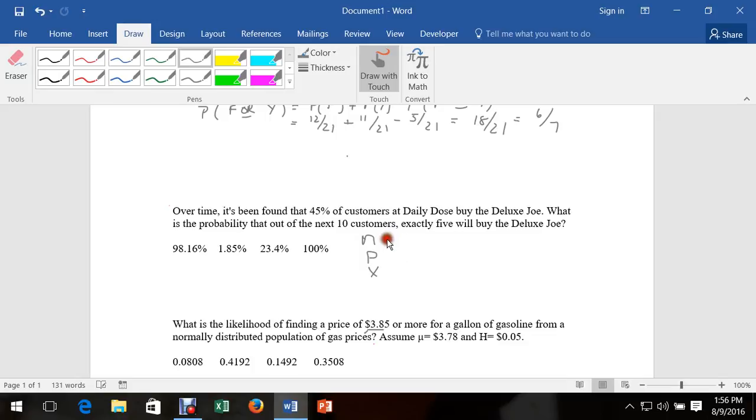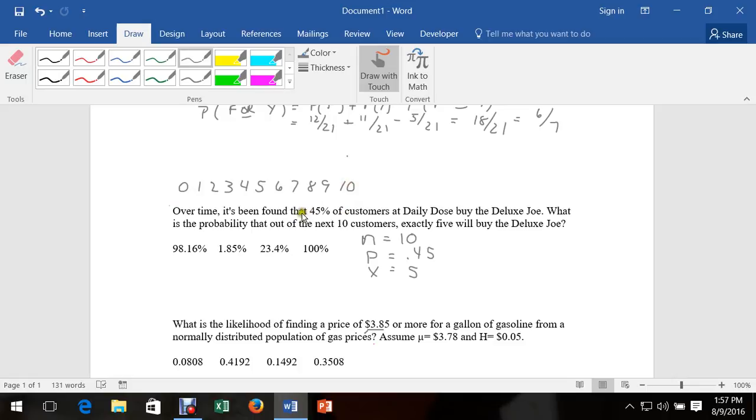Well, the total number of customers, the total number of trials here, is 10. The probability of success, and here success is defined as buying the Deluxe Joe, is that the probability any one person will buy it is 0.45. And they want the probability that exactly 5 will buy it. Exactly 5. Well, how many people out of the 10 could possibly buy that thing? Sometimes it pays to put down all the possible outcomes.